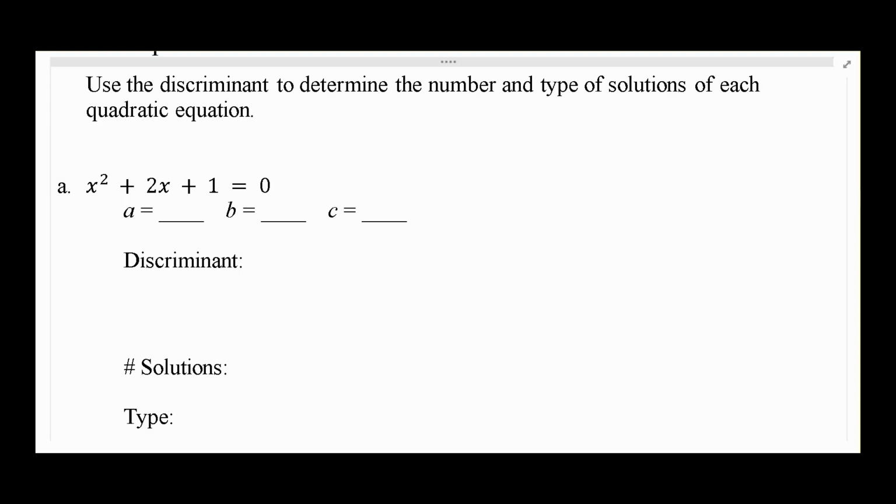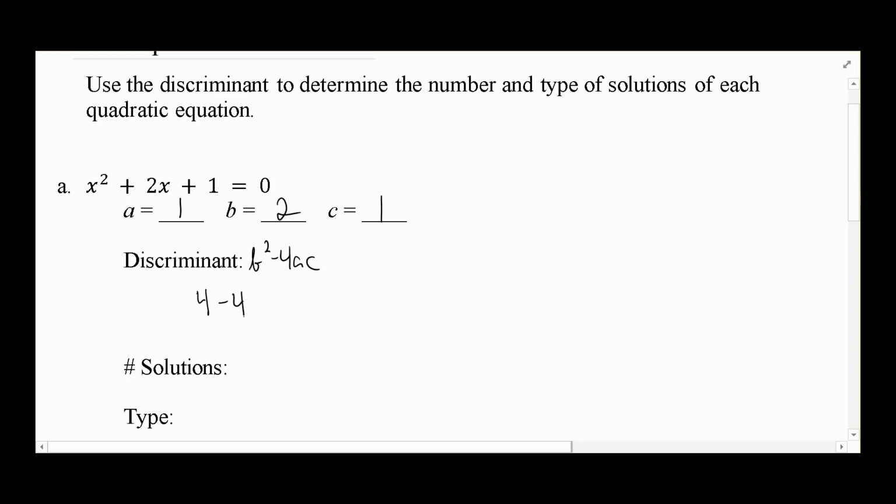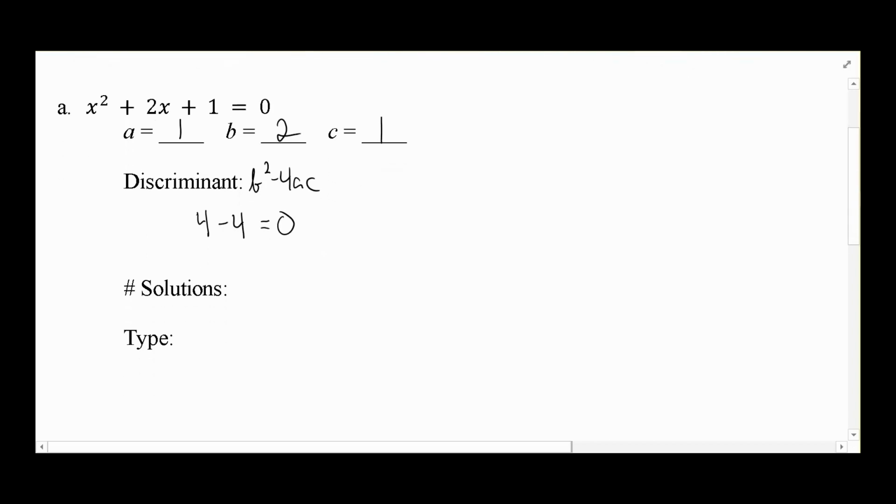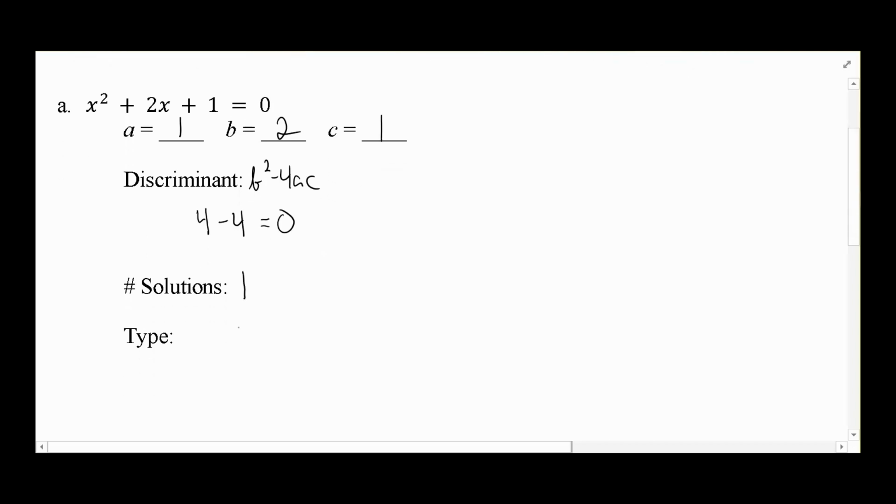So we're going to look at 3 examples with the directions of use the discriminant to determine the number and type of solutions of each quadratic equation. When we're doing these, we don't need to worry about the trick, because we're not worried about simplifying things. We're just worried about whether it's positive or negative. So our a is 1, our b is 2, our c is 1. So our discriminant, which remember is b squared minus 4ac, is 2 squared minus 4 times 1 times 1. Our discriminant's 0. So remember that when your discriminant is 0, you have one real solution.